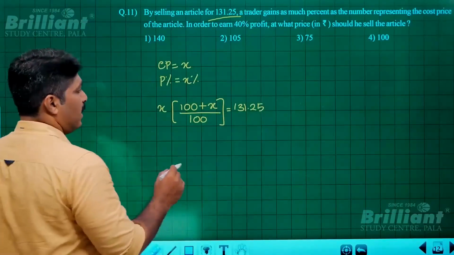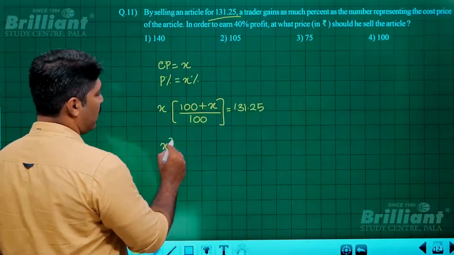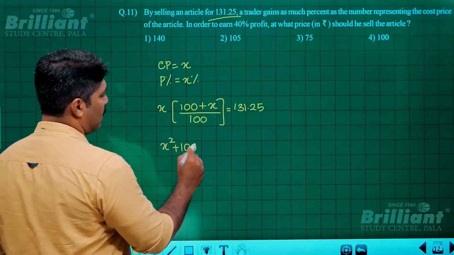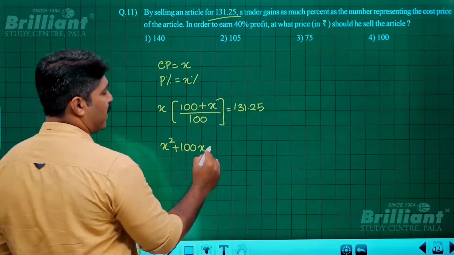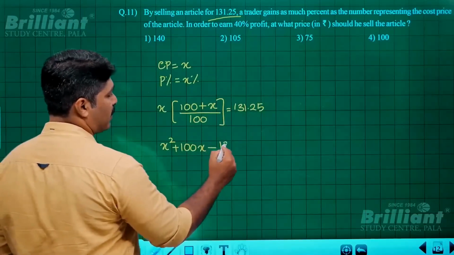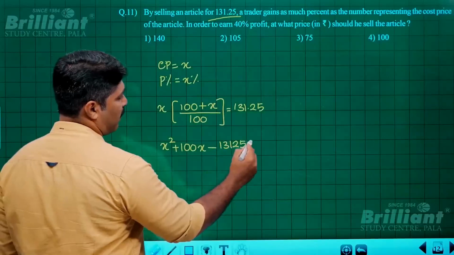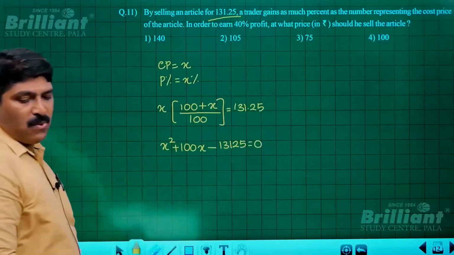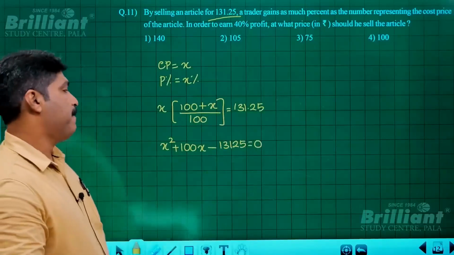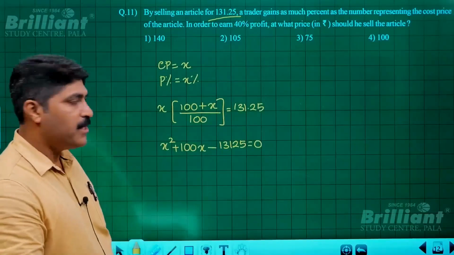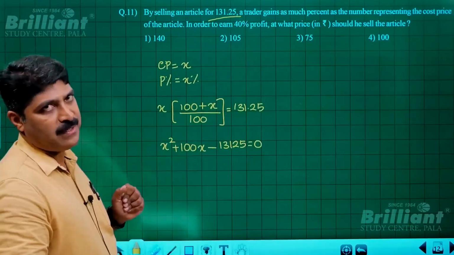We can directly write the steps. Then we can make it a quadratic. This is X square plus 100X. This 100 towards the right side, therefore take it again towards the left side. This is minus 13125 equal to 0. So what is the challenge here? Here it's a quadratic equation. You have to find out the roots of this equation.